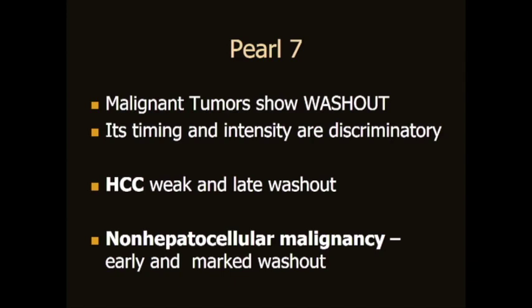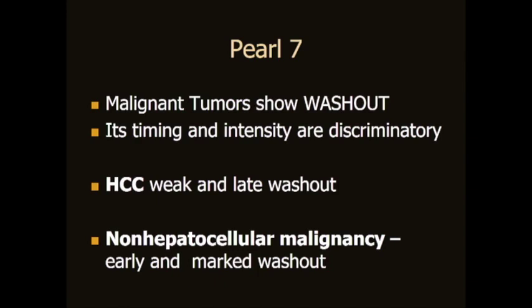So what about pearl number 7? Well, malignant tumors show washout. We've been discussing that. And so the timing and the intensity of the washout are discriminatory on CEUS. On MR and CT scan, we tend to document the presence of washout. And on CEUS, we want to document the presence of washout, its timing, and its intensity.